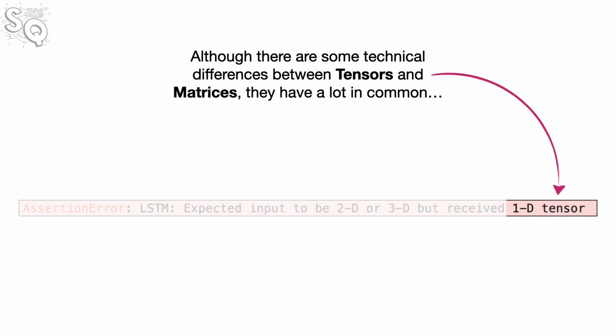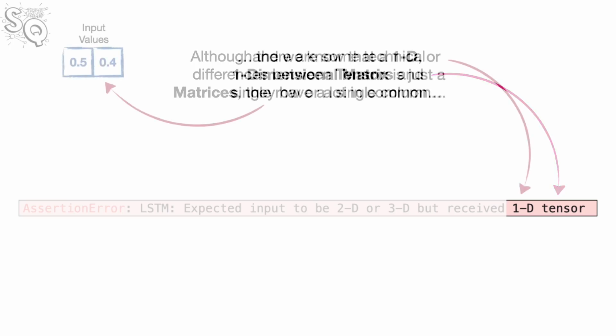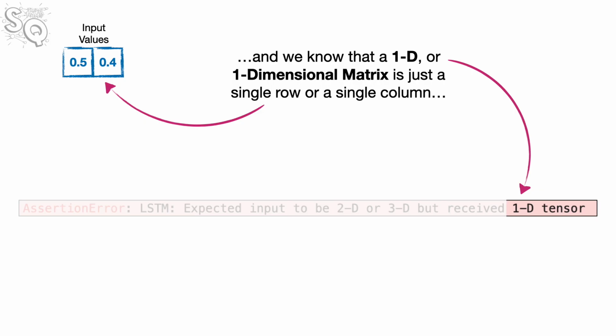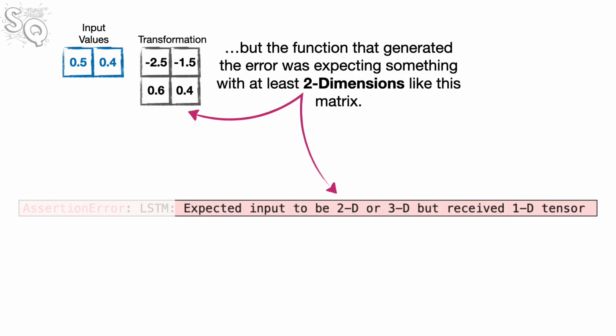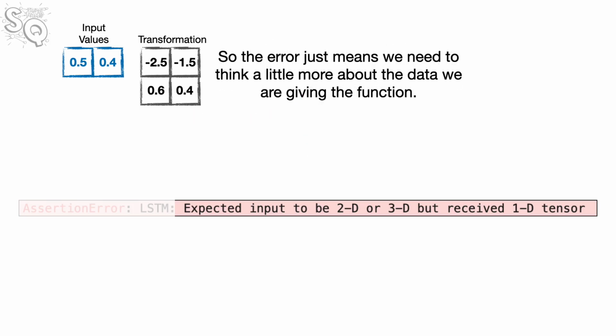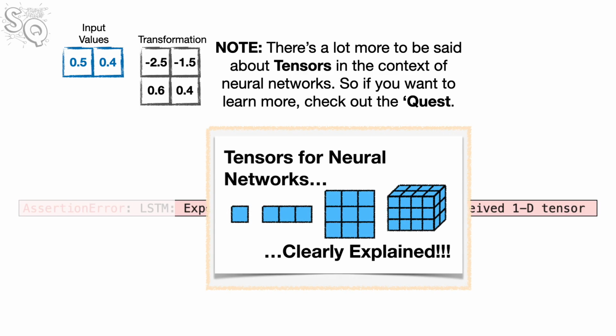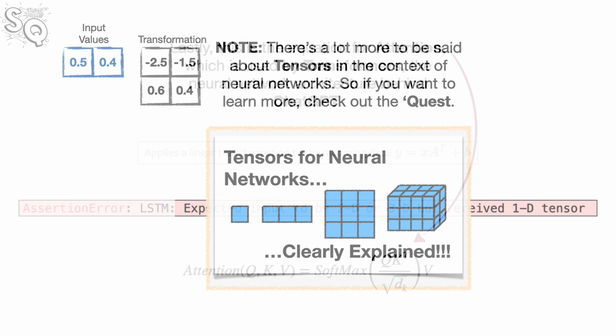Now let's talk about this error message. Although there are some technical differences between tensors and matrices, they have a lot in common. And we know that a 1D or one-dimensional matrix is just a single row or a single column. But the function that generated the error was expecting something with at least 2 dimensions, like this matrix. So the error just means we need to think a little bit more about the data we are giving the function. Note, there's a lot more to be said about tensors in the context of neural networks. So if you want to learn more, check out the quest.